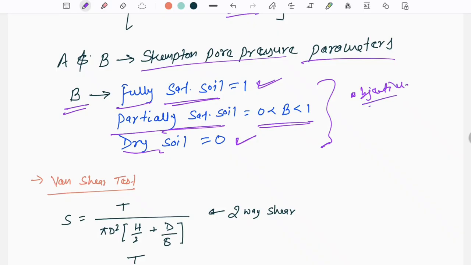From the BPSC point of view, you can find this question directly in previous years. For fully saturated soil, what is the value of the Skempton pore pressure parameter? That is equal to 1.